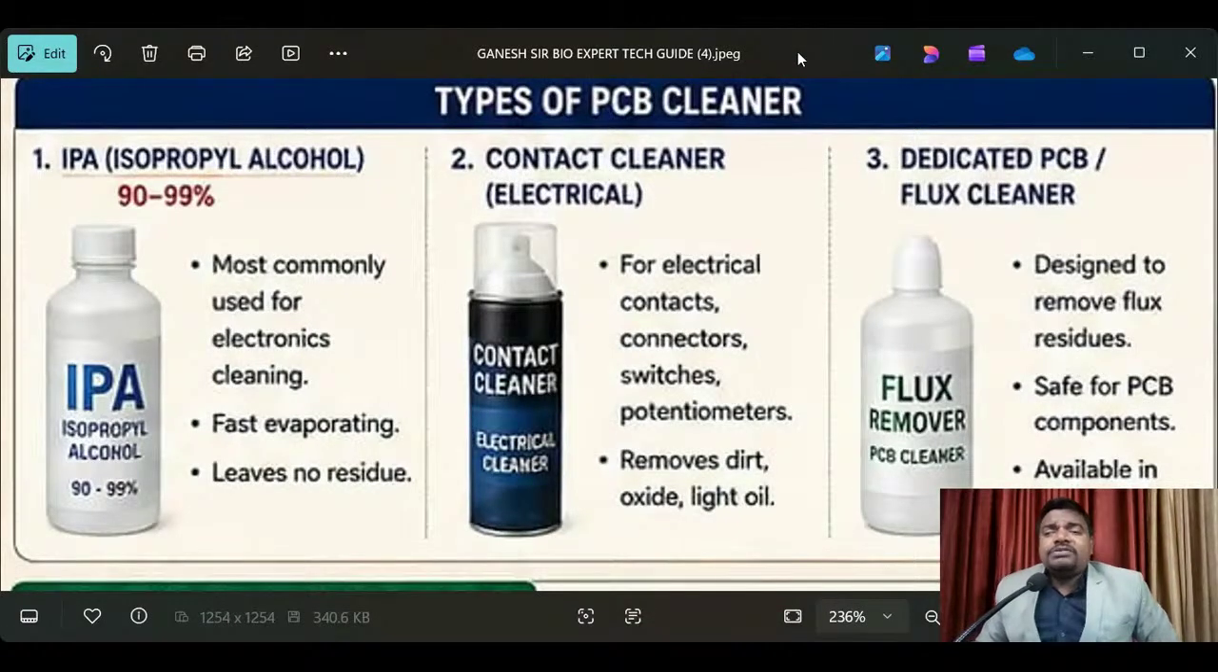Now see here, types of PCB cleaner. I'm going to show you. These are very, very important things. I'm going to give the recommendations. Now I'm going to read it out. See here, types of PCB cleaner. First one, IPA, isopropyl alcohol, 90 to 99%. Okay. And the second one is contact cleaner, electrical. And third, see here, dedicated PCB or flux cleaner.